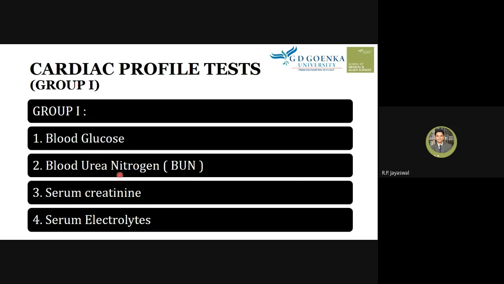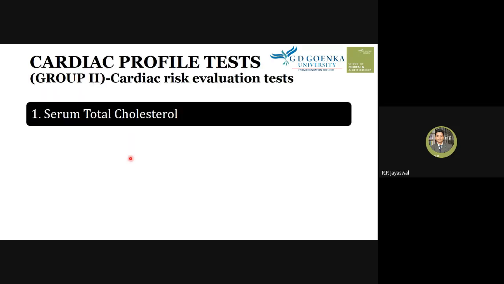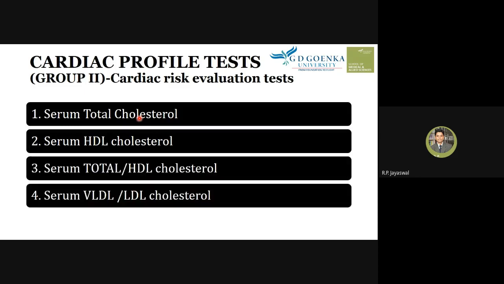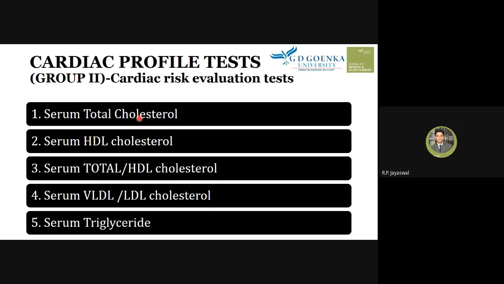Group 2 is where we do the cardiac risk evaluation test. If the serum total cholesterol is high, then the person is at high risk of getting cardiac disease. The tests include serum HDL cholesterol, serum total to HDL cholesterol ratio, serum VLDL and LDL cholesterol, and serum triglycerides. These tests help us know the risk of cardiac disease, that is, whether a person is at risk of getting cardiac disease or not.